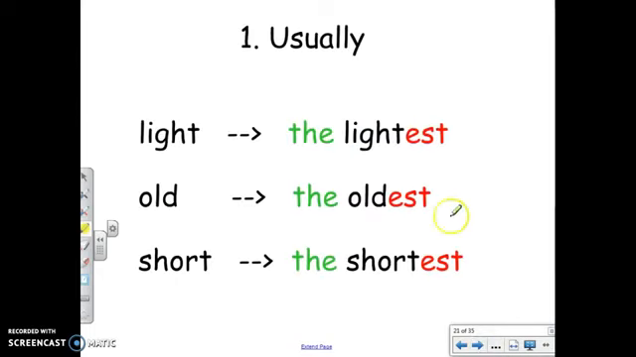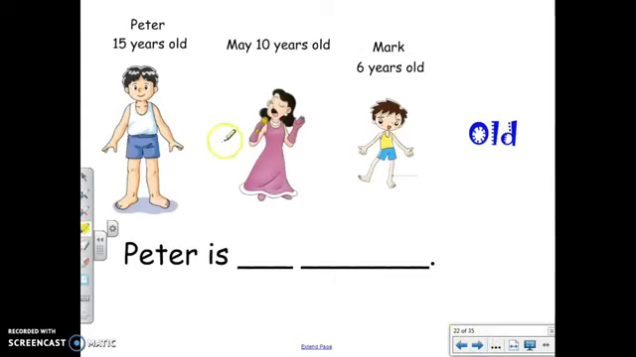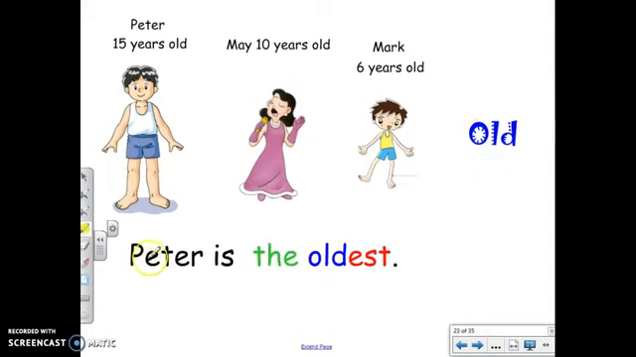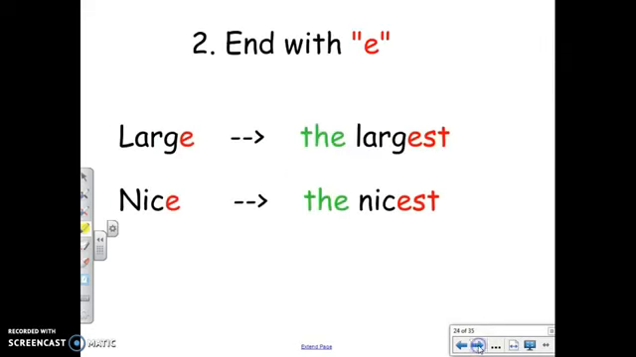For example, light will be the lightest, old will be the oldest, short will be the shortest. Right here, Peter is 15 years old, May is 10 years old, and Mark is 6 years old. And I want to use the word old. How can I do it? Peter is, let's see, Peter is the oldest. Good job. Always put the and the est. The oldest.